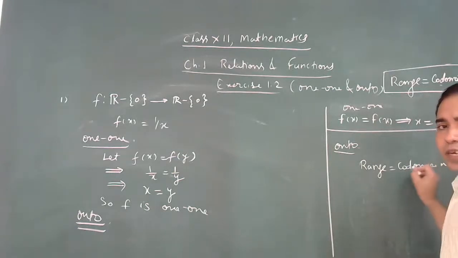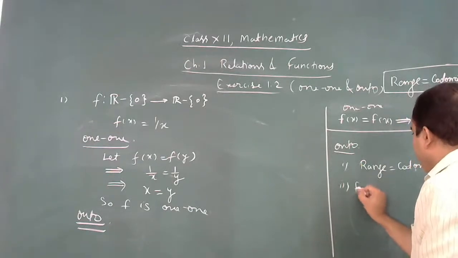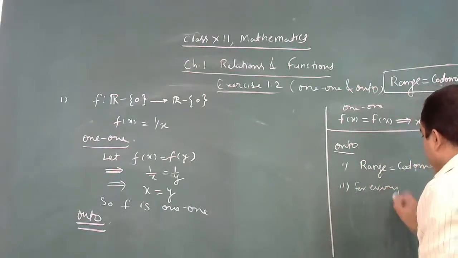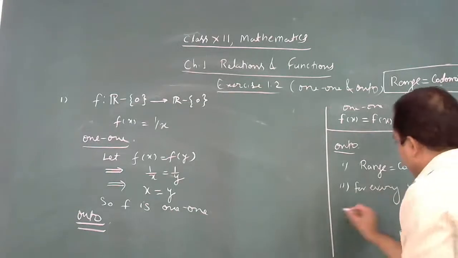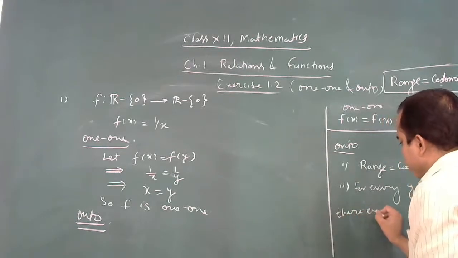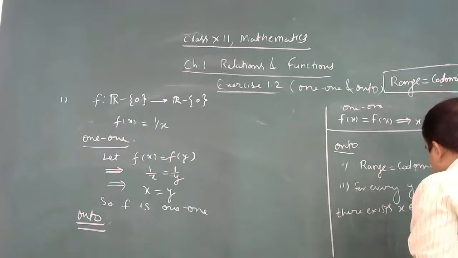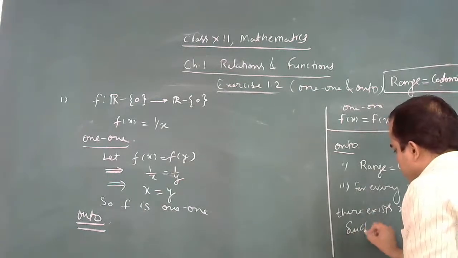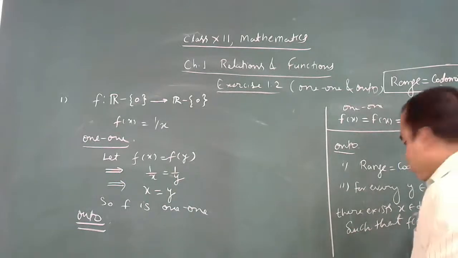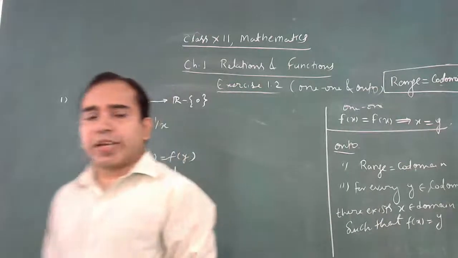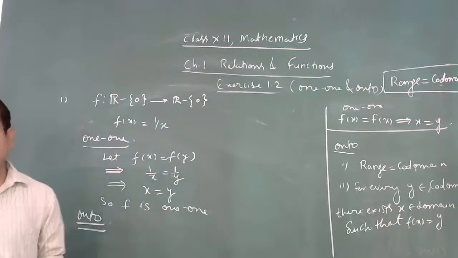Right? Speak like this, or you can speak that for every y belongs to codomain, there exists x belongs to domain such that f(x) equal to y. So there are two definitions of onto which finally say the same thing, right?